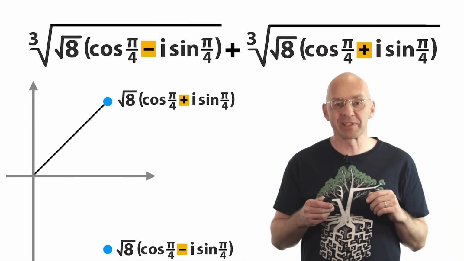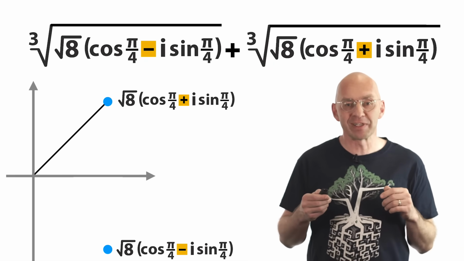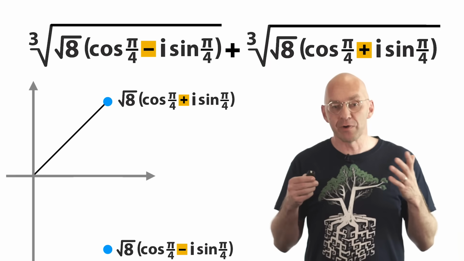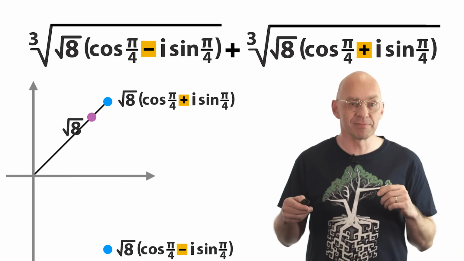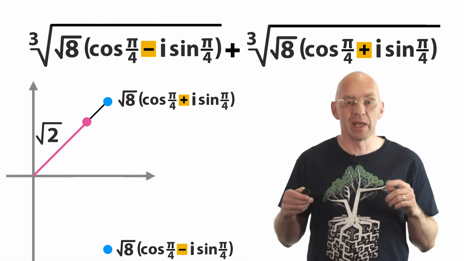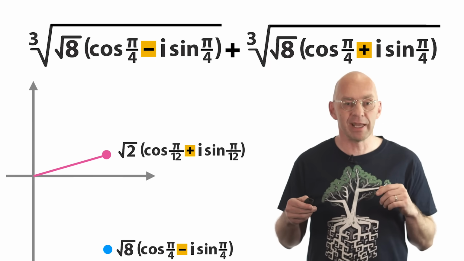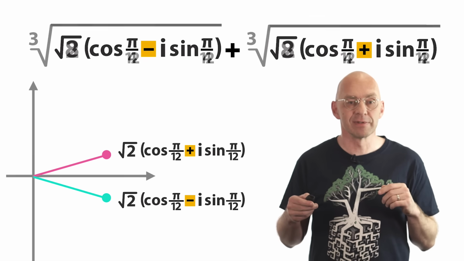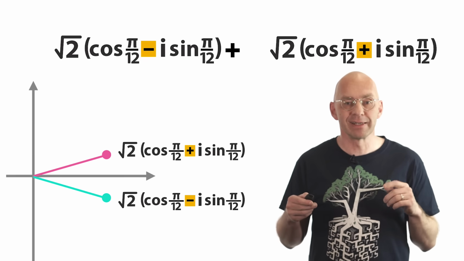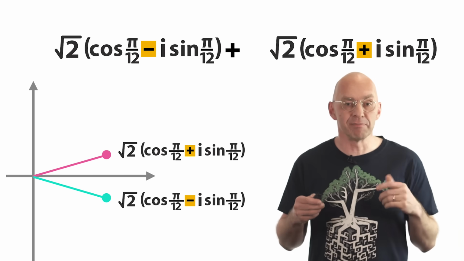This way of writing complex numbers is called the polar form. To find the roots of complex numbers written in this form is very easy. First take the cube root of the distance, like so. Actually that simplifies quite nicely here. And then divide the angle by 3. Okay. There, roots coming up.